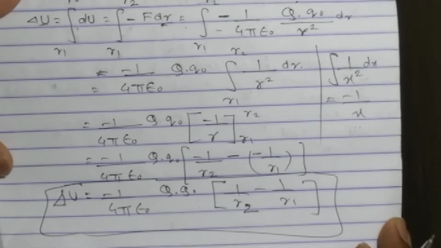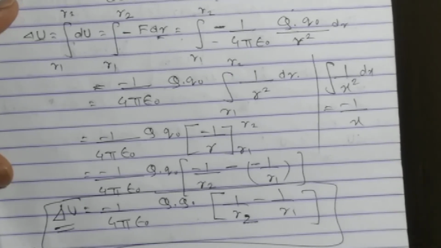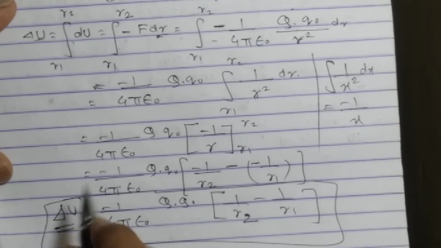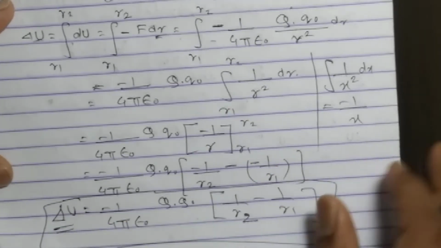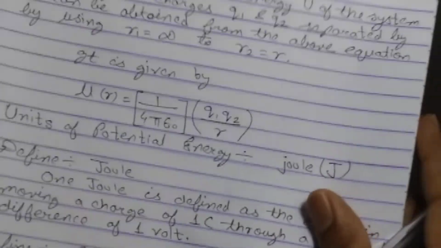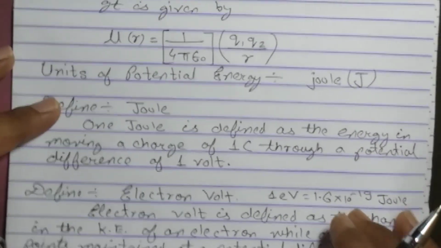But students, let me define two more terms, because this is energy. What is the unit of energy, students? Joule. And what is another unit of energy in terms of electrostatics? The electron volt. So I'm going to define both terms first, and then I will show you the basic theory of how to write it in the exam.